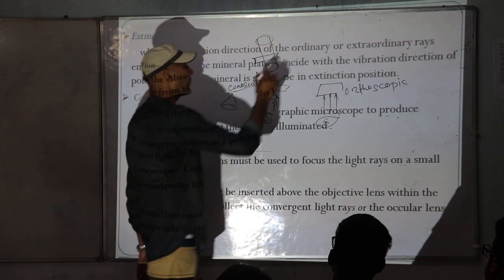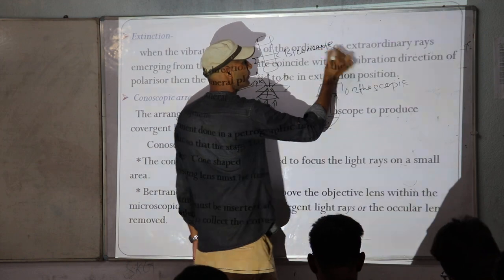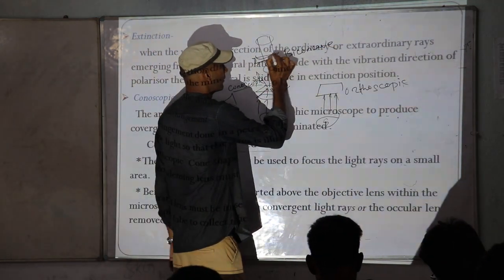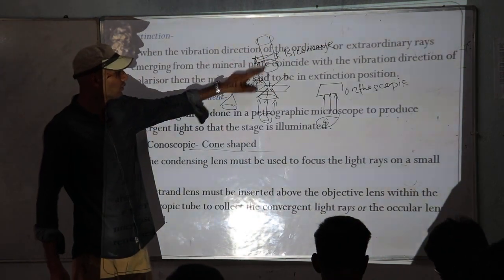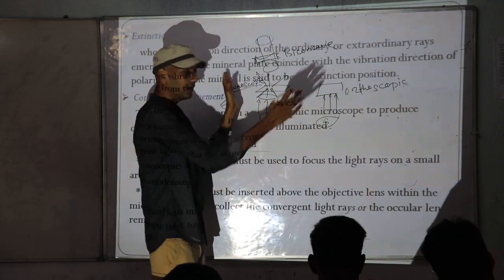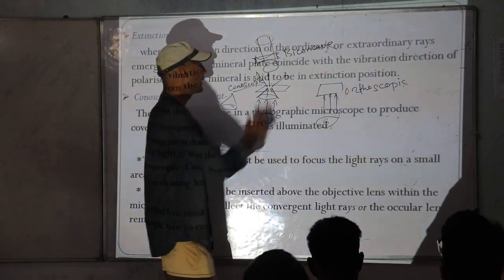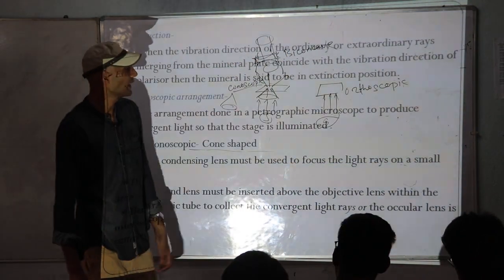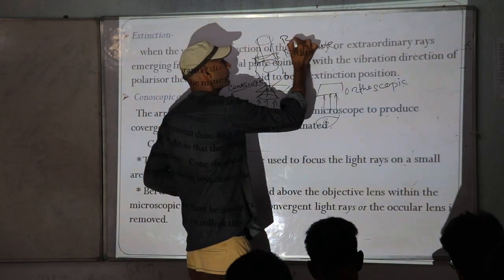So what is the Bertrand lens? That is biconcave. Okay. So this biconcave lens is used to collect these emerging rays, which are emerging out of the field of view, right? To collect more rays. Okay, they will be collected by the biconcave lens or Bertrand lens.